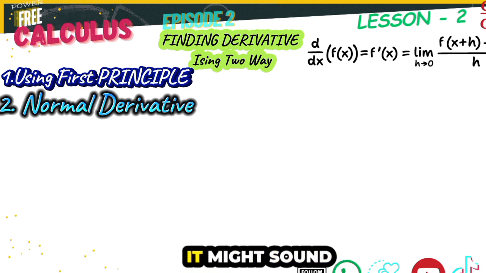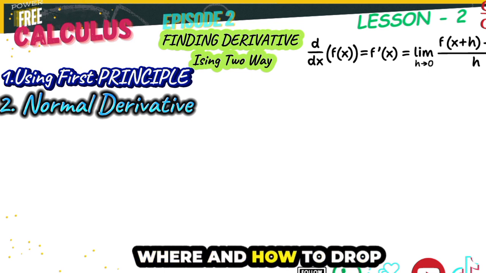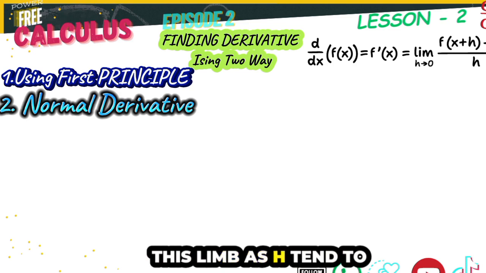It might sound complicated, but don't worry. This is what we are going to be doing in this video. I'm going to show you where and how to drop this limit as h tends to 0.